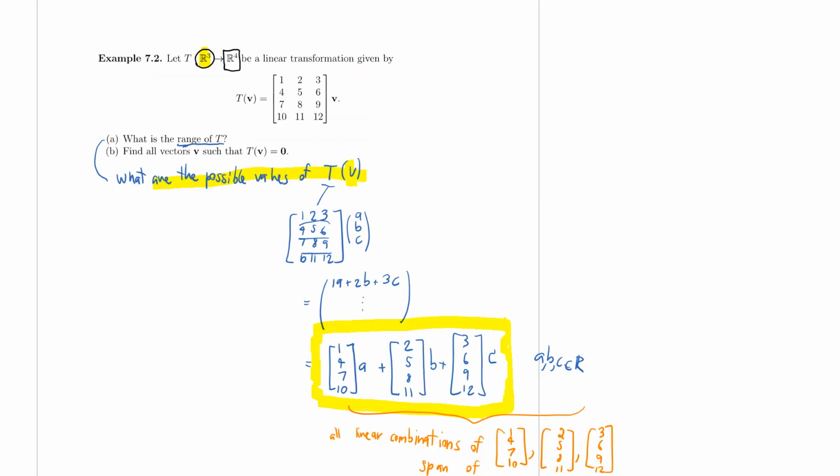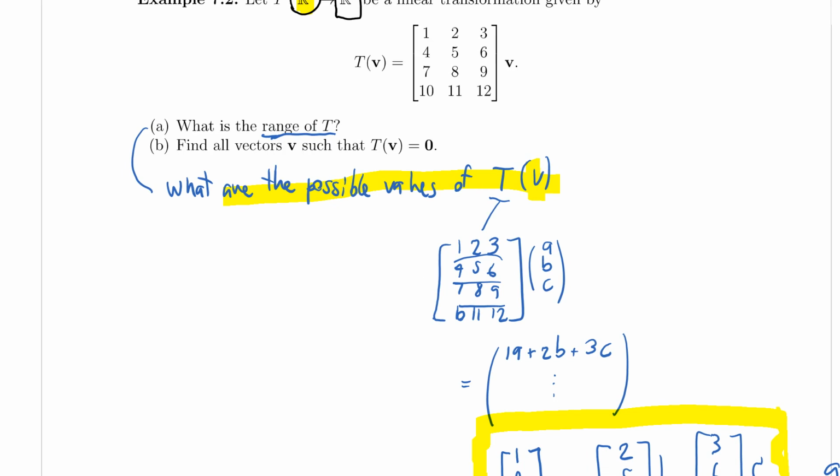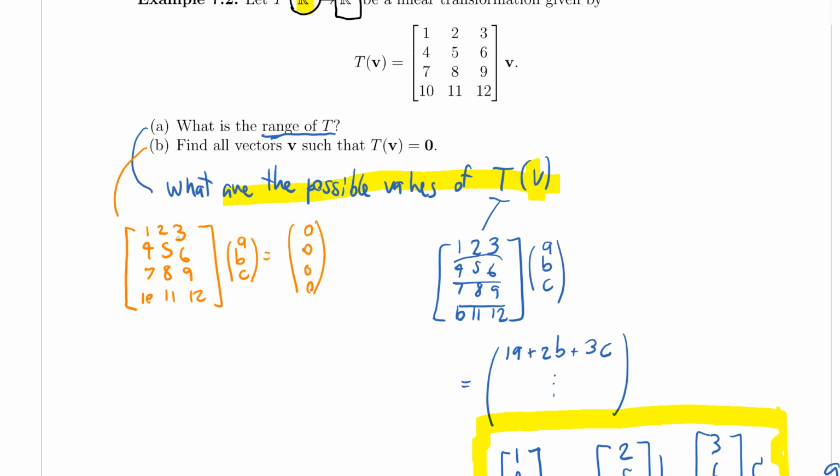Now let's do part B. I'd like to find all vectors v such that T of v equals 0. In other words, I need to solve for v such that the matrix 1, 2, 3, 4, 5, 6, 7, 8, 9, 10, 11, 12 multiplied by the vector ABC equals 0, 0, 0, 0. Notice the dimension, because this is again a 4 by 3 matrix. So now I need to solve for all the ABCs that make this matrix equation true.